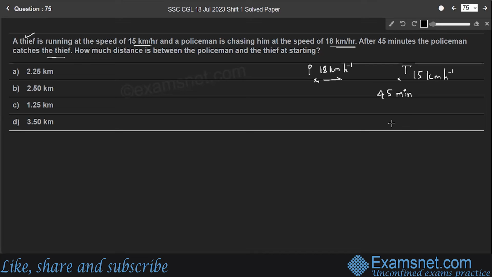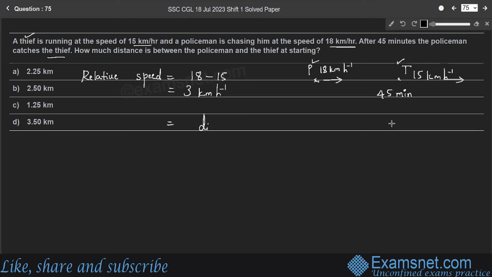Here, two bodies are moving in the same direction with two different speeds. Therefore, we use the term relative speed. Relative speed is nothing but the difference in their speeds, since the two bodies are moving in the same direction. 18 minus 15, which is 3 km per hour, is the difference in their speed. Since speed is distance by time, in case of relative speed, it is the distance between policeman and thief divided by the time taken by the policeman to catch the thief.